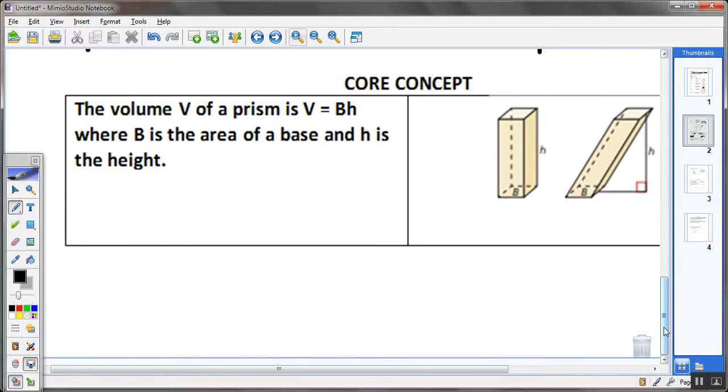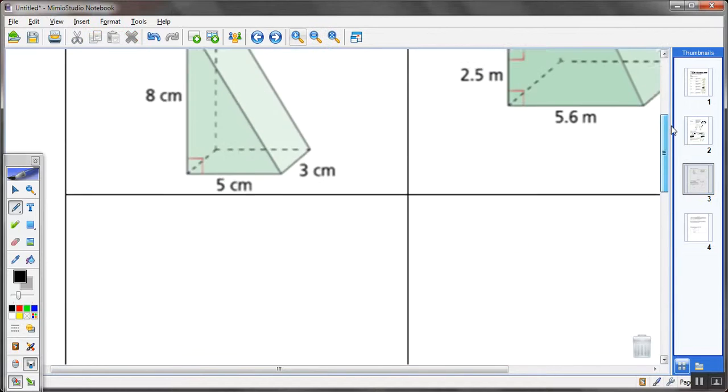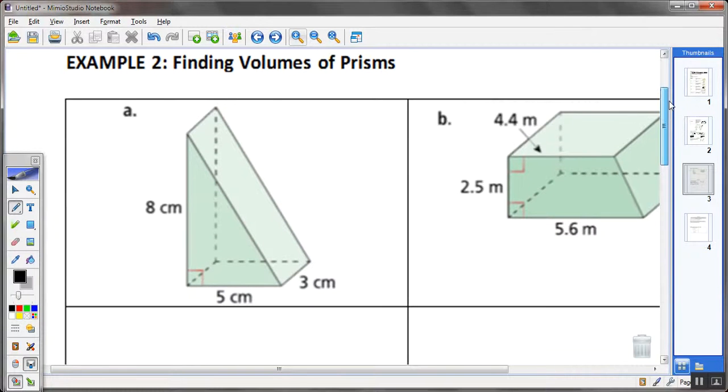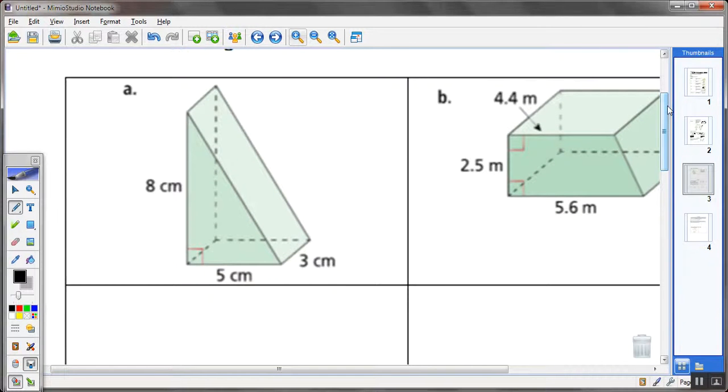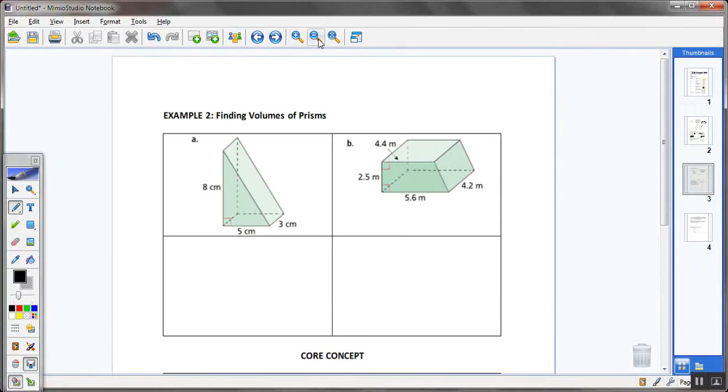Okay, so let's jump to example number 2. Finding volumes of prisms. Example A right here, kids. I'm going to size this down quickly. First of all, kids, we need to identify the prism. Up here on the board, they do a pretty good job, especially when you see it in your assignment. Notice the shade right here. The darker shade, the darker green, is typically your base in all of these, okay?